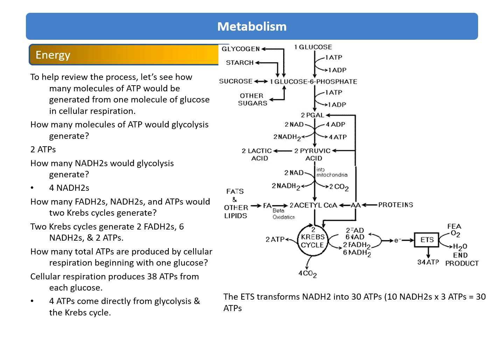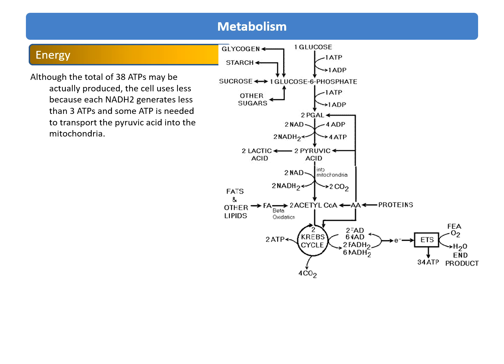The electron transport system transforms NADH2 into 30 ATPs. Each produces 3, and there are 10 NADH2s. Likewise, the FADH2 would result in 4 ATPs being produced. Although the total of 38 ATPs theoretically may be produced, the cell uses some for various processes, and so less result for use by the cell. Some ATP is needed to transport the pyruvic acid into the mitochondria, for example.